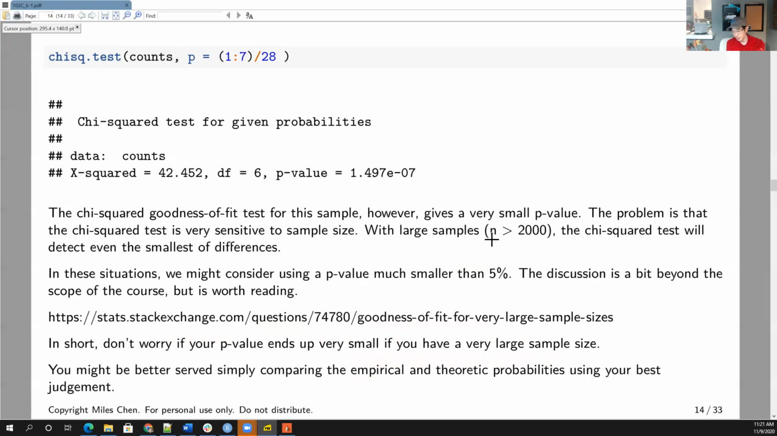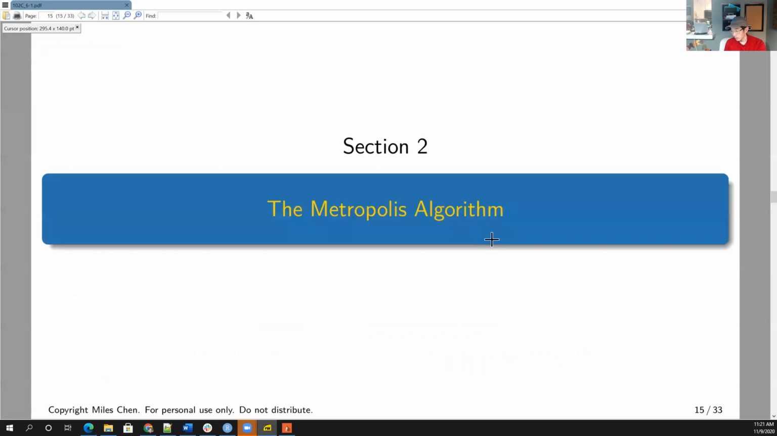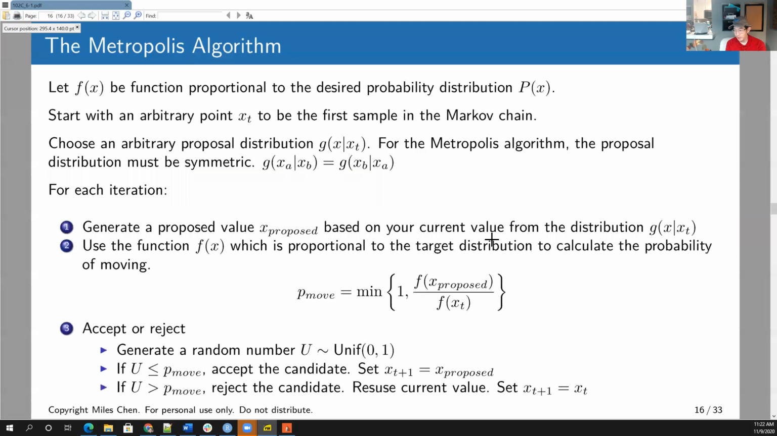Maybe the chi-squared test is not the best indicator there. All right, so let's talk about the Metropolis algorithm itself. We've been doing this little discrete island hopping example, and we can modify it a little bit, and we'll get the Metropolis algorithm.